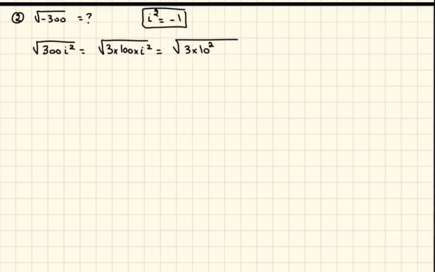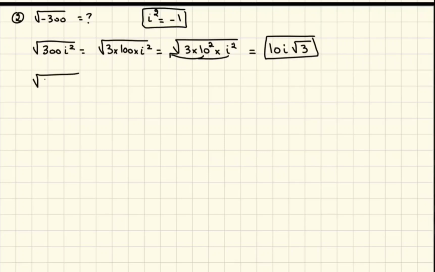Now anything that we can make an exponent of 2, I will rewrite in that way. So the 100 is 10 squared, and the i is already squared. Anything that is squared can go outside the radical, so the 10 squared goes outside as 10, and the i squared goes outside the radical as only i. We still have 3 inside, so this will be your final answer.